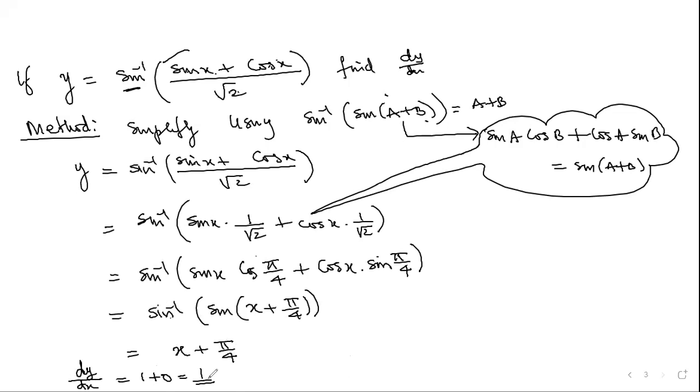You get 1. y is equal to cos inverse of (root 3 cos x minus sin x) upon 2.